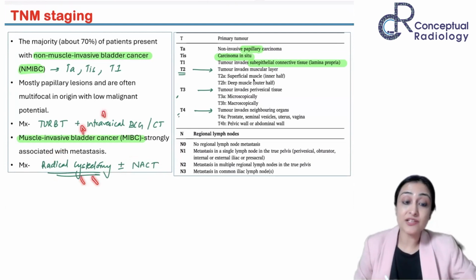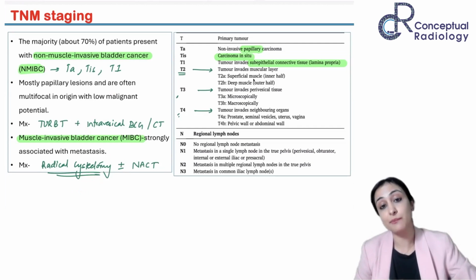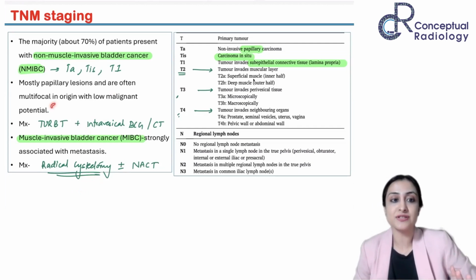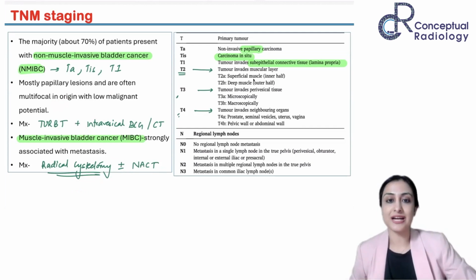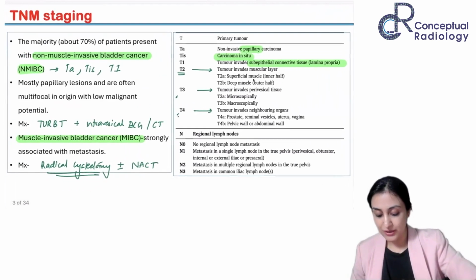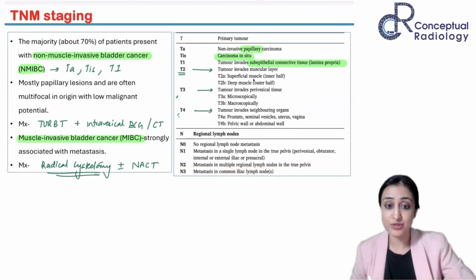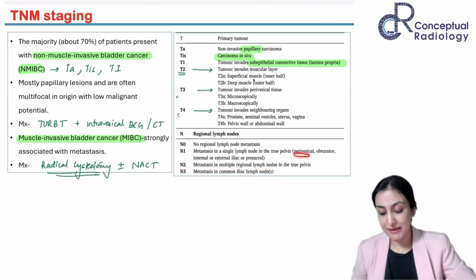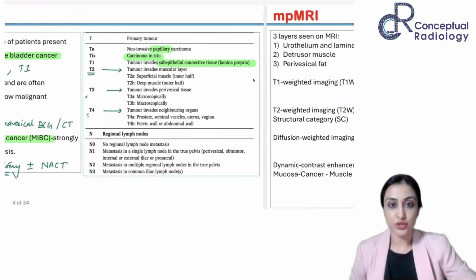So because the management is radically different, that is why this classification is very important for us to know as radiologists, that what is the implication of calling it muscle invasive or non-invasive. All right, so that is what is the background here. Let's just look at the lymph nodal staging. So you have single lymph node in the true pelvis, that's N1, multiple regional pelvic lymph nodes N2, and common iliac tak chala gaya to N3. So pelvic lymph nodes perivesical, obturator, internal or external iliac, and presacral, right? So this is for the nodal staging.